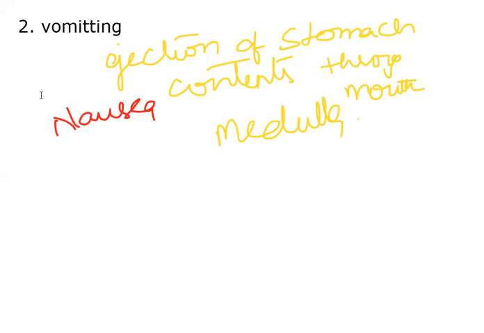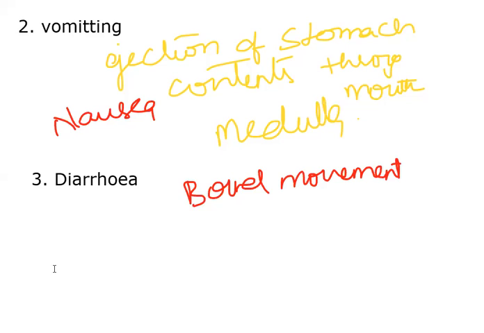So vomiting is one of the disorders of the digestive system. Now, moving on to the third one in the series, diarrhea. Diarrhea can be defined as abnormal frequency of bowel movement and increased liquidity of the fecal discharge. You have to understand it reduces the absorption of food.